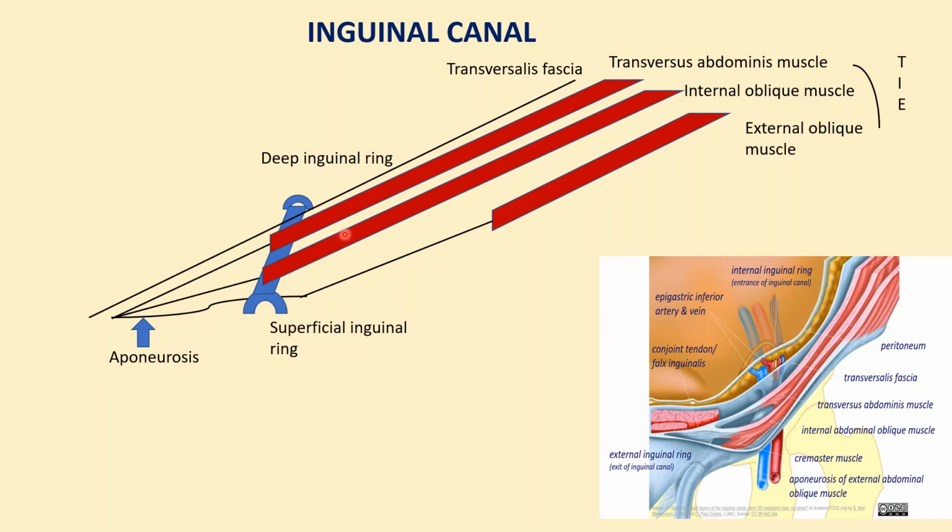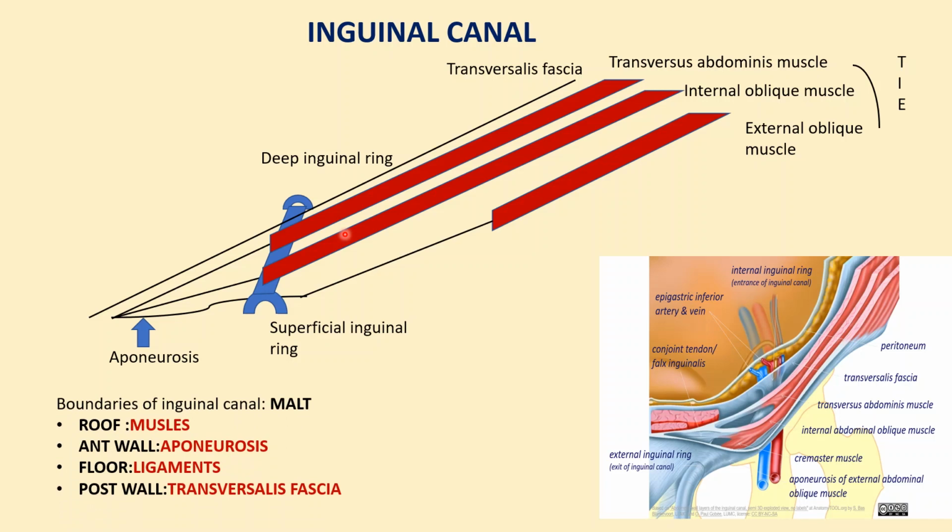Then look at the boundaries of the inguinal canal. The mnemonic is MALT, and there are four boundaries: the roof, anterior wall, floor, and the posterior wall. The roof is made by the muscles. Look in the diagram, the two muscles passing through the roof are the transversus abdominis muscle and the internal oblique muscle. So the roof is made by these two muscles.